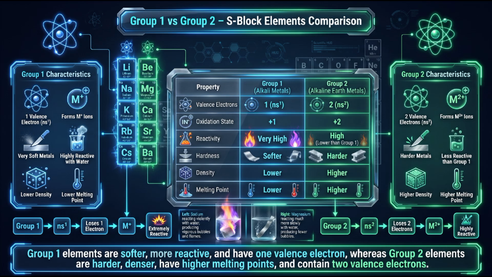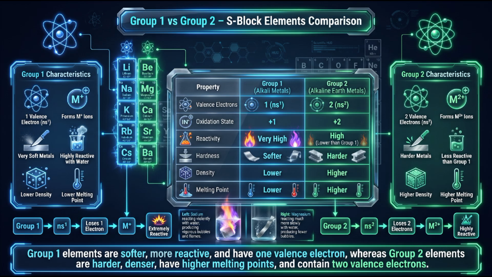low ionization energies. The comparison between Group 1 and Group 2 highlights how a single difference in electronic configuration produces major differences in chemical behavior. Group 1 elements have one valence electron, form +1 ions, are softer, less dense, have lower melting points, and are extremely reactive because they lose only one electron.